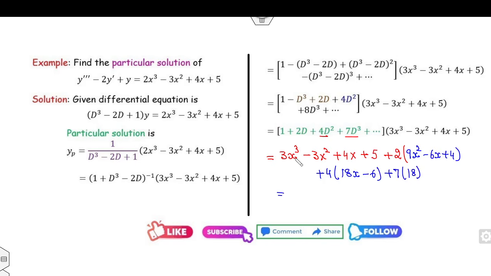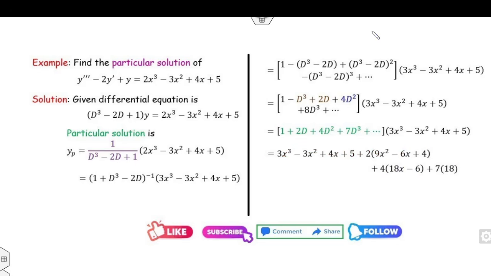Now you can open this bracket. 3x cube is the single term, then 18x square minus 3, plus 15x square, minus 12x. This is plus 4x, and this is my 72x. So you can add them: 60 and 64. x is my correct answer, and you can see the constant part is this one.